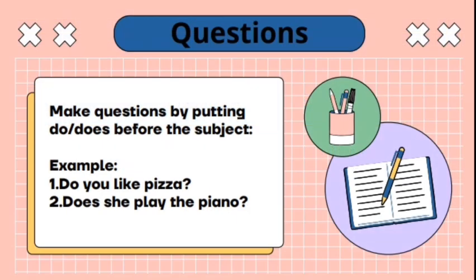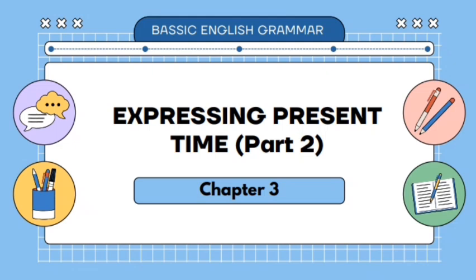Next is questions. Make questions by putting do or does before the subject. Example, do you like pizza? Does she play the piano? The next chapter is chapter 3, expressing present time part 2.